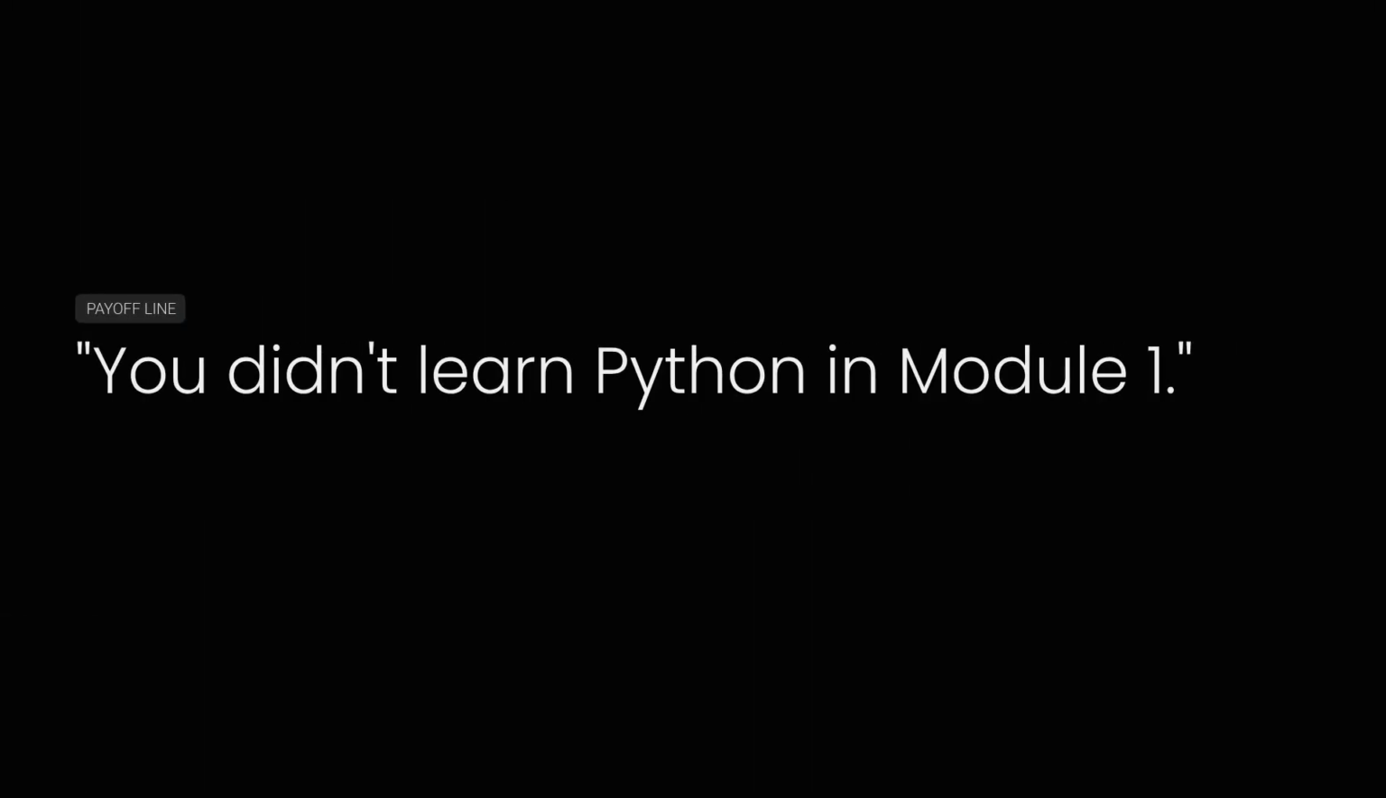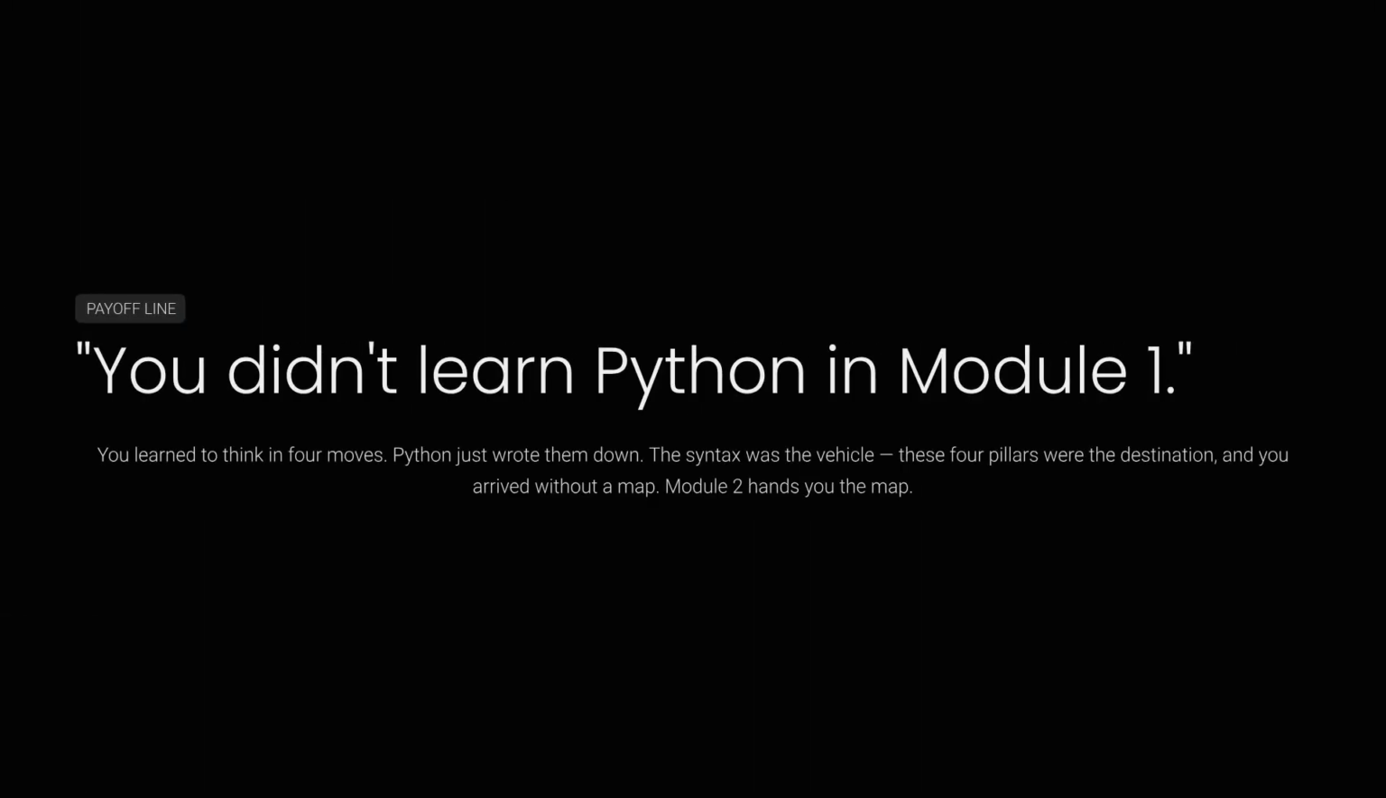You didn't just learn Python in Module 1. You learned to think in 4 moves. The syntax was just the vehicle. Those 4 pillars were the real destination. Module 2 now provides the map.